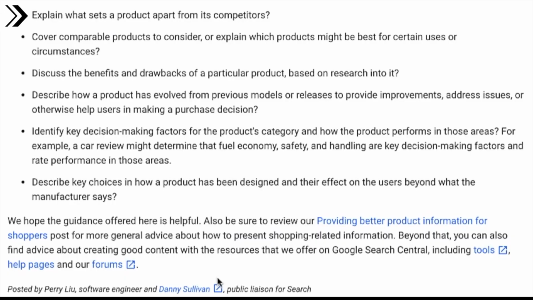We've then got: explain what sets a product apart from its competitors, okay? This is just something you would do anyway if you're creating good content, but it's about how it compares against other products. Instead of focusing on how it compares against other products, I would say focus on the uniqueness of the product, okay? What are the things that specifically set it apart from everything else? Thinking of it in that way will help you to create the right type of content.